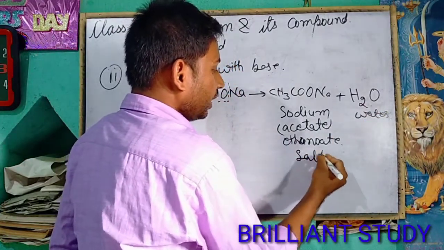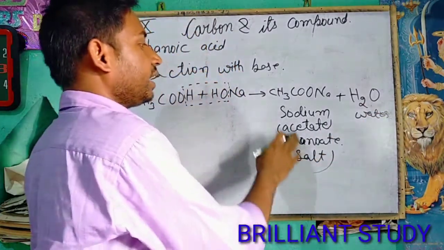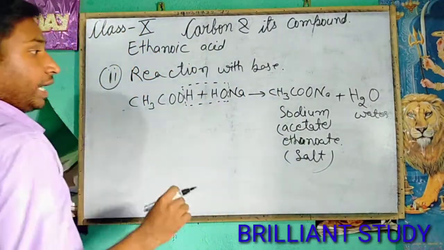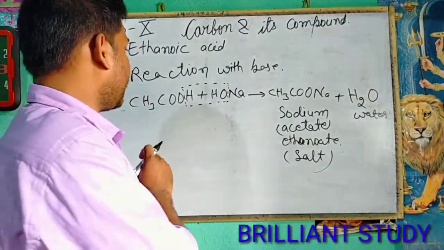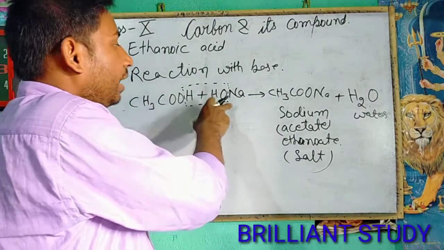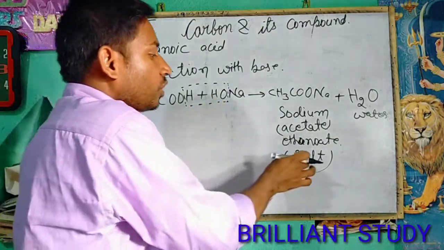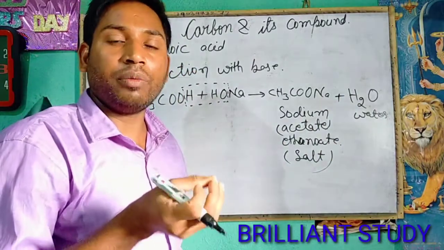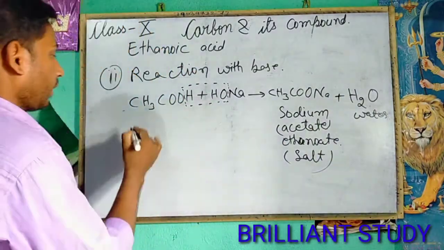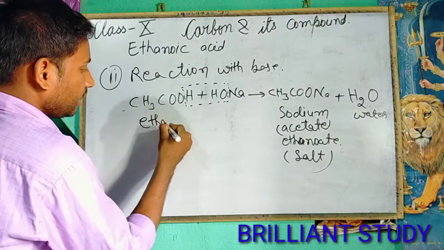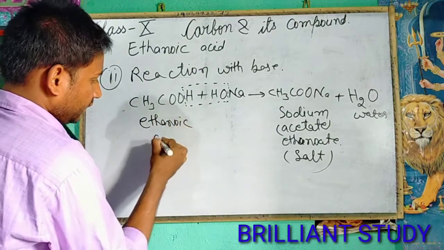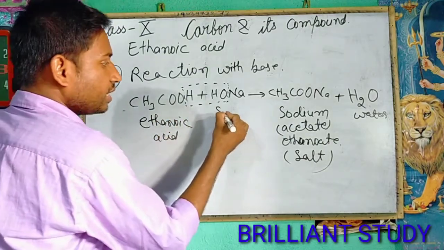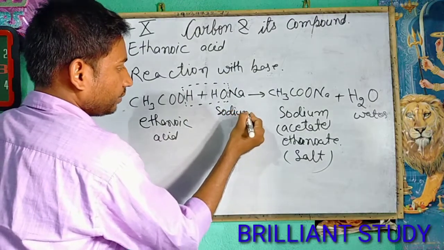Actually sodium ethanoate or sodium acetate is a salt, and in this case acid and base react and form salt and water. This is also an example of neutralization reaction. It is ethanoic acid and it is sodium hydroxide.